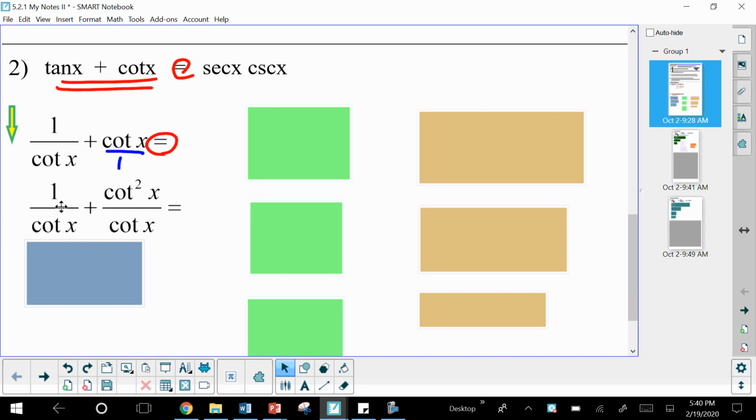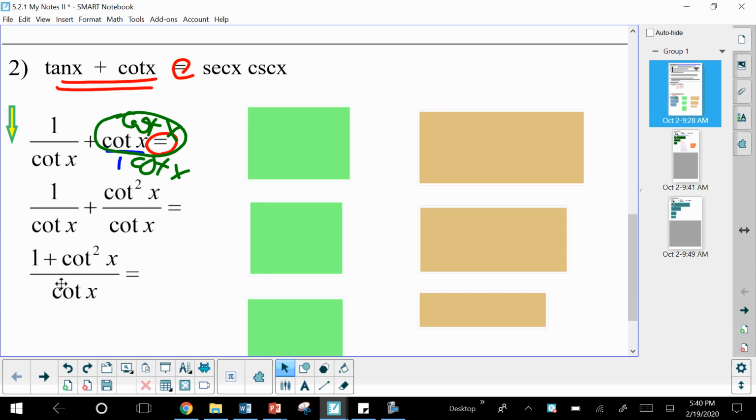So I just multiplied the top and bottom over here by cotangent x to get common denominators. So up here we have cotangent x times cotangent x. That's how we got cotangent squared x. Now that my denominators are the same, I can write it as one giant fraction.